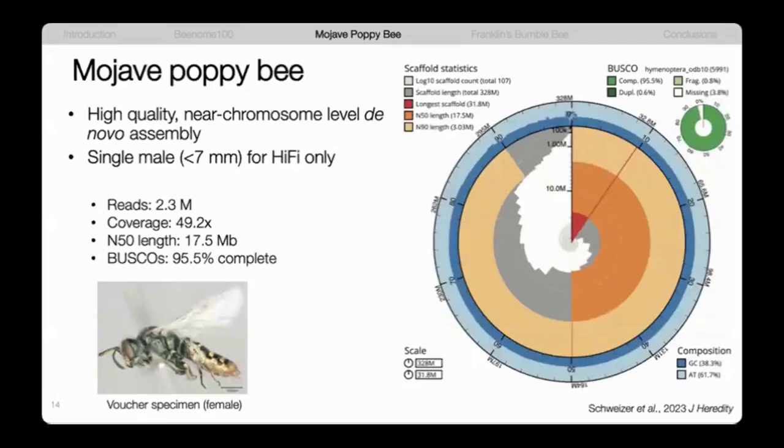You can see on the right in the snail plot figure details of the N50 and N90 length for the genome, as well as the fact that we have around 95% of Hymenoptera genes complete.